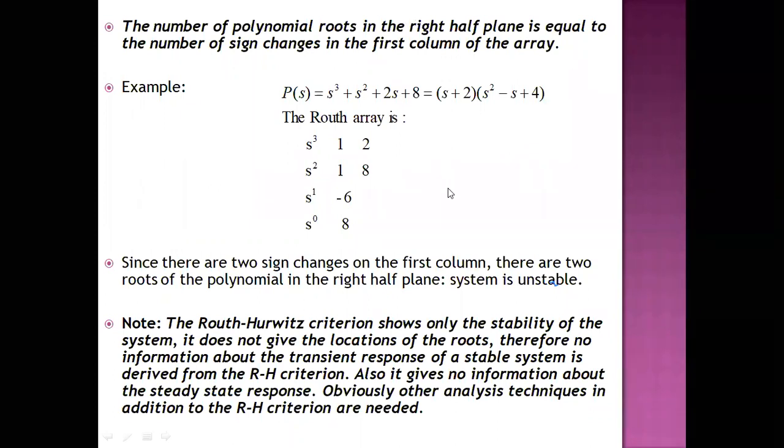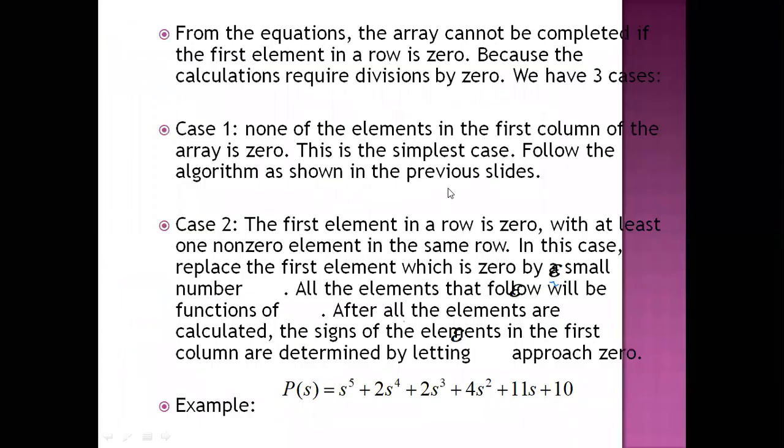So next case, let us consider a problem of a fifth order system, P of s equal to s power 5 plus 2s power 4 plus 2s cube plus 4s square plus 11s plus 10. For checking the necessary condition, you can see all the coefficients of the polynomial are greater than 0. So next we have to go for the sufficient condition.